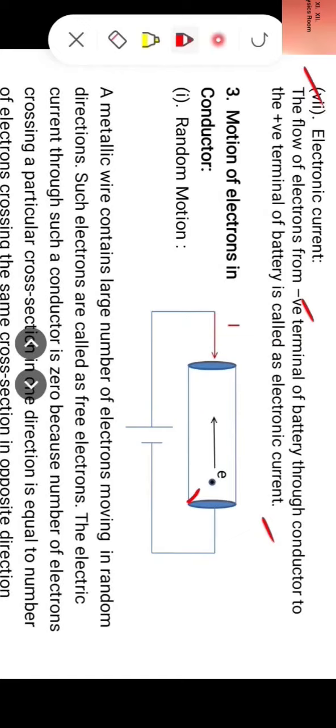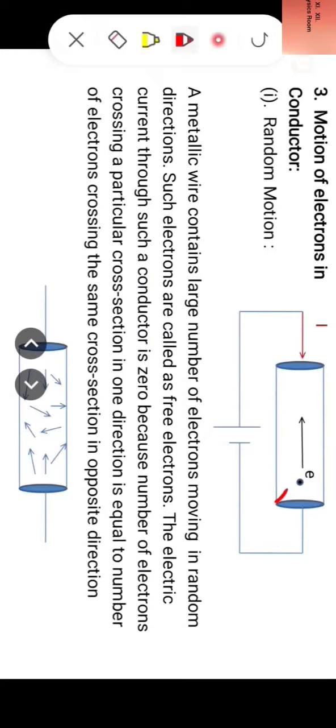Now we come to the third term. Third, motion of electrons in a conductor. First, random motion. A metallic wire contains a large number of electrons moving in random directions, as shown in the diagram. Such electrons are called free electrons.